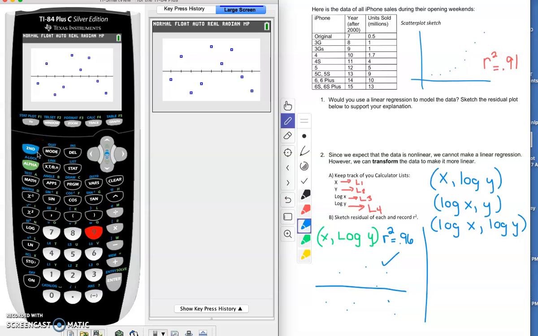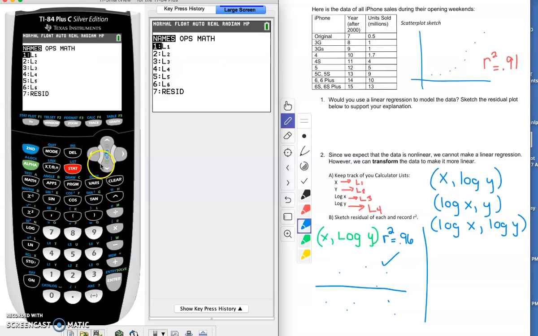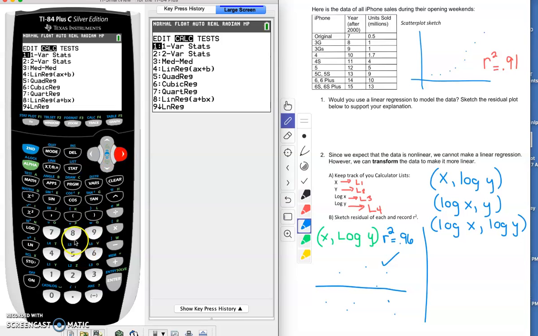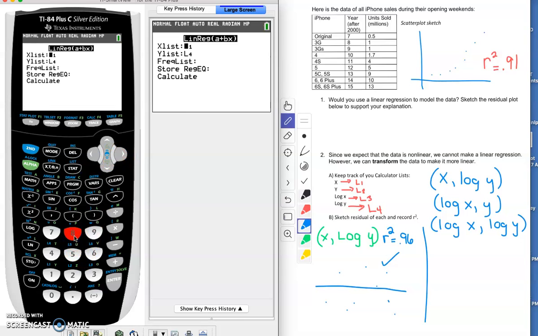So let's now compare the log of x versus the log of y. So I'm going to again run my regression model, so stat calc option 8. And as I do this, I kept track of my lists. So I'm doing the log of x this time versus my original y. So that was list 3 versus list 2.